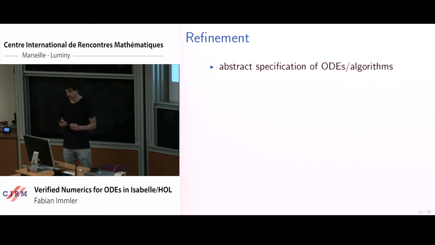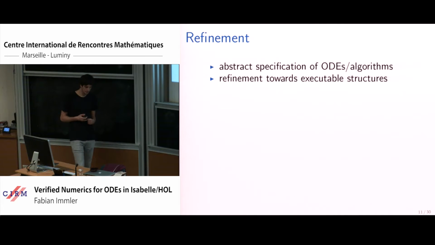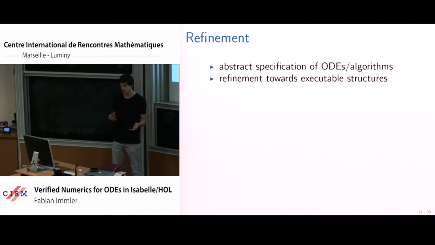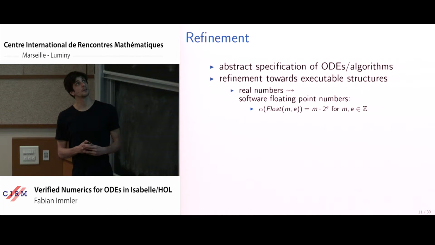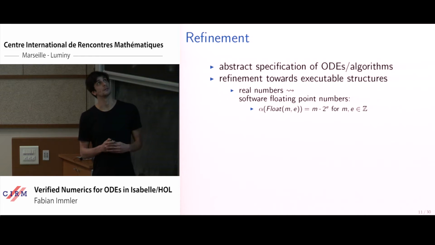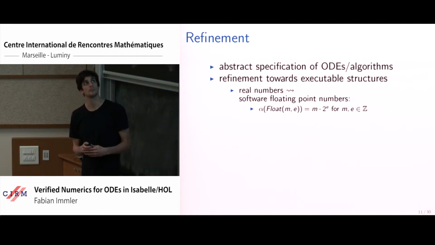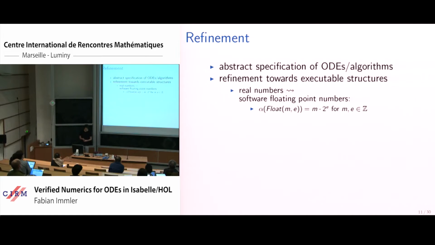Until now I've presented a more abstract specification of ODEs and the algorithms, that means in terms of real numbers and vectors of real numbers. Those are, of course, not computable, we cannot directly compute with them. So we refine them towards data structures which are executable. For example, whenever we have a real number in our algorithm, we refine it to something I call software floating point numbers. They are given by a pair of mantissa and exponent, which are arbitrary precision integers. And the real number which is represented by such a software floating point number is just the mantissa times 2 to the exponent.